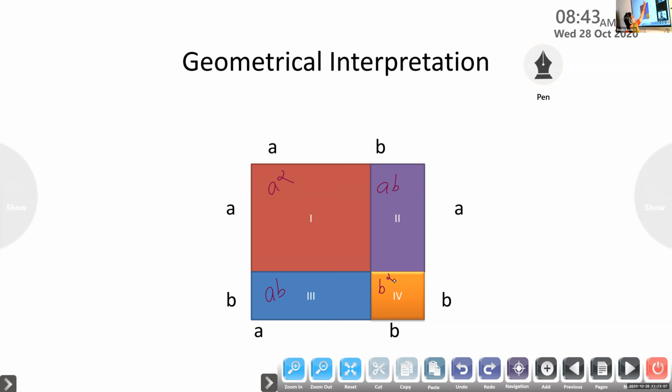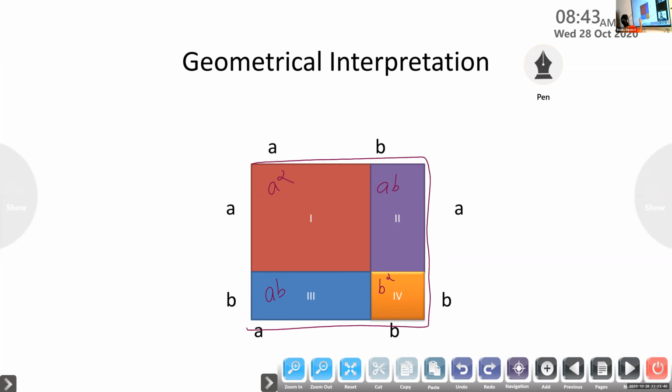And for getting the total area, what will we do? We will add the area of the pink color, the area of the violet color, the area of this blue color, and the area of the yellow color. When we add these four areas, we will get the area of the whole figure, isn't it? Am I correct? Yes, ma'am.